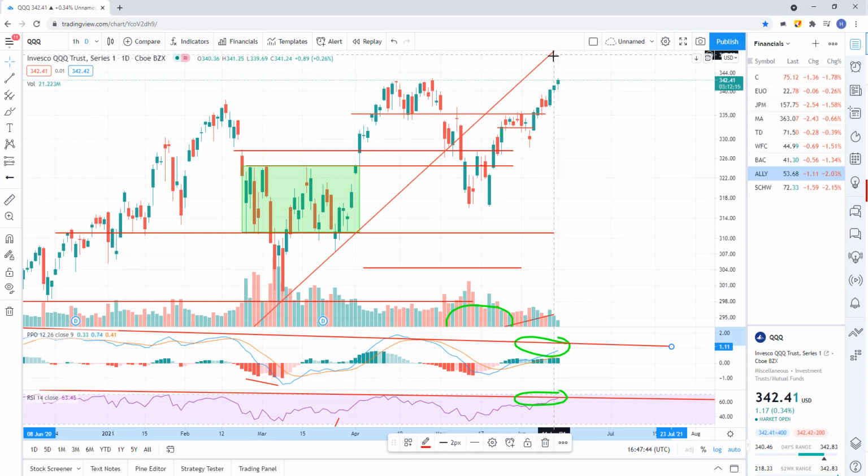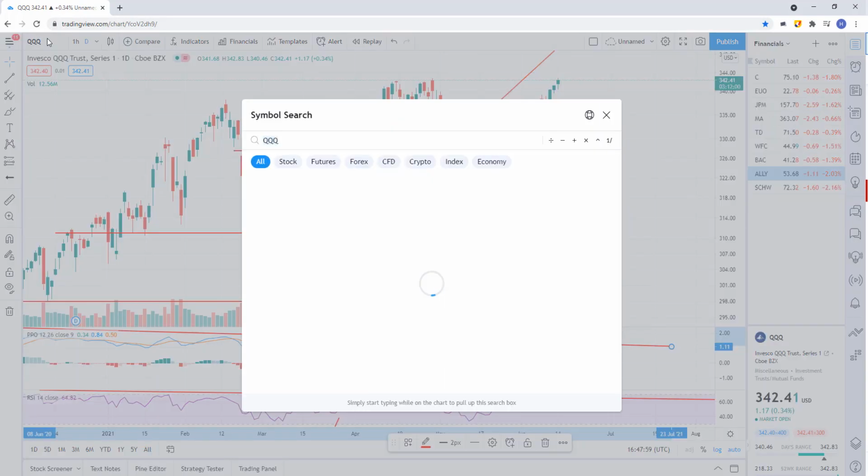Again, I'm looking for a little bit more upside before I start establishing a short position. But that negative divergence tells me that we're likely going to move a little higher and then fail and roll down from there. So that's really what I see on that one.